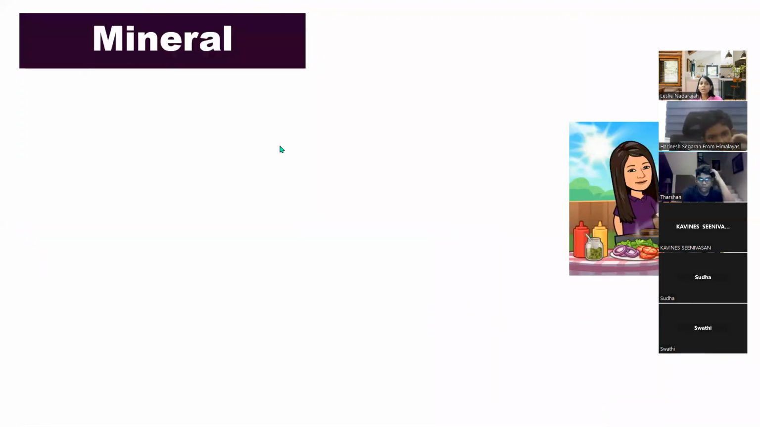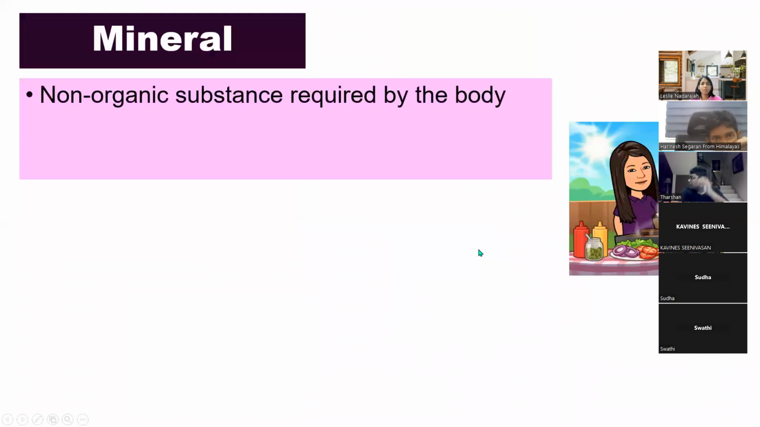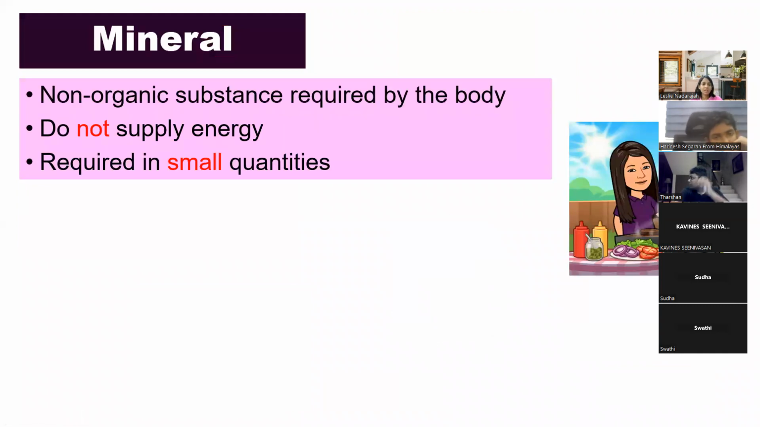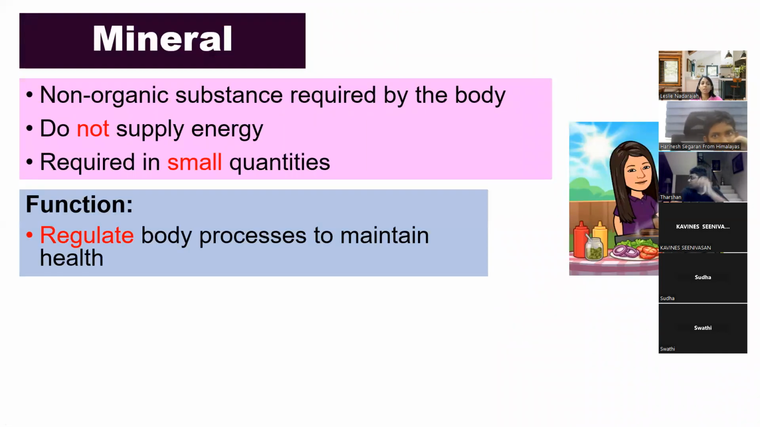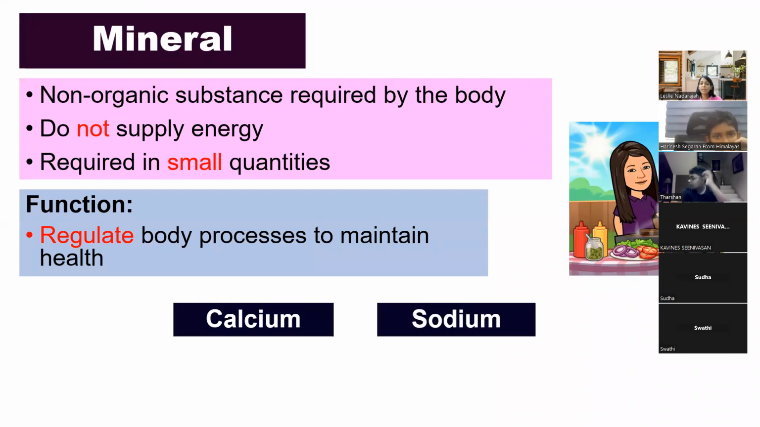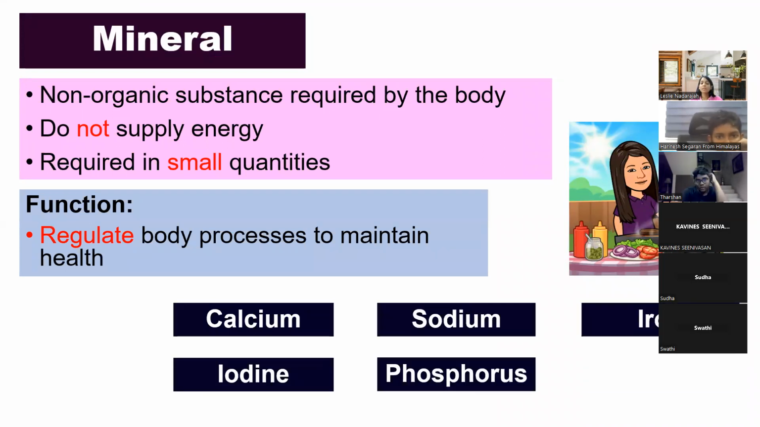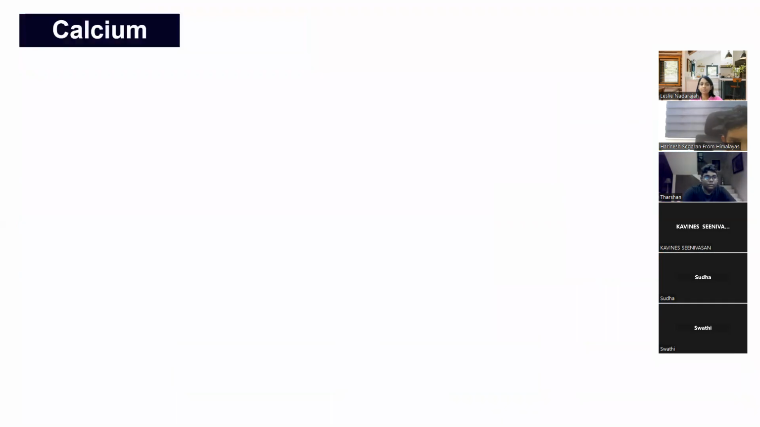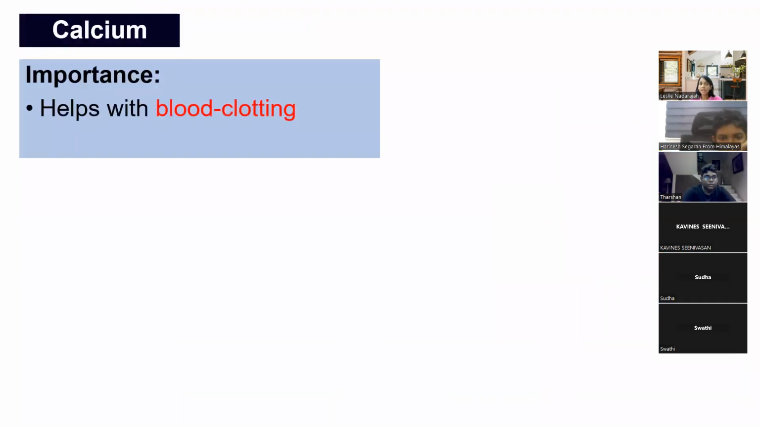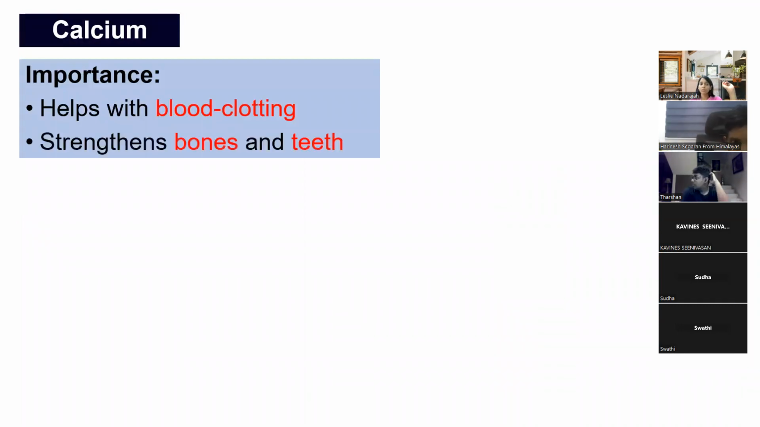Minerals, we actually don't have to take in a lot. We don't need so much of minerals. They don't give us any energy. Again, it's a very small quantity. For example, calcium, sodium, iodine, phosphorus, potassium. Calcium, again, I told you calcium, vitamin D, vitamin K just now, will help with your blood clotting.